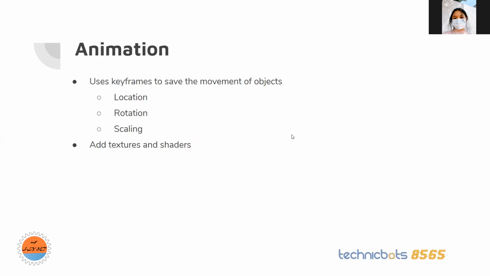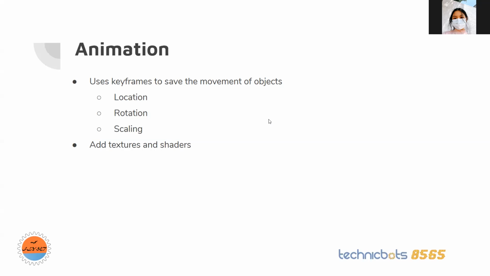Now for animation. Unlike Fusion 360, in Blender you would use something called keyframes to save the movement of the objects. To do this, you would save keyframes of the location, the rotation, and the scaling. Keyframes basically just save the location, rotation, and scaling of that model at whatever point.